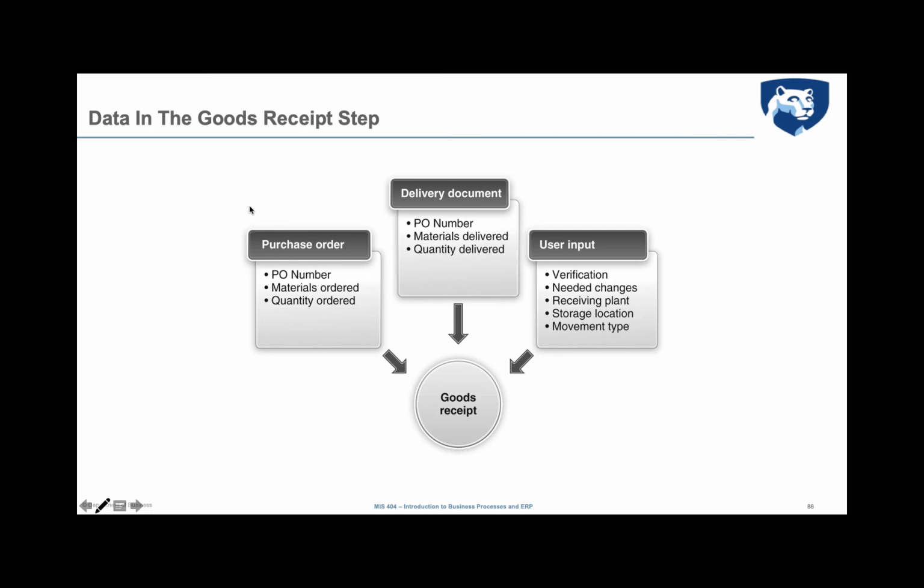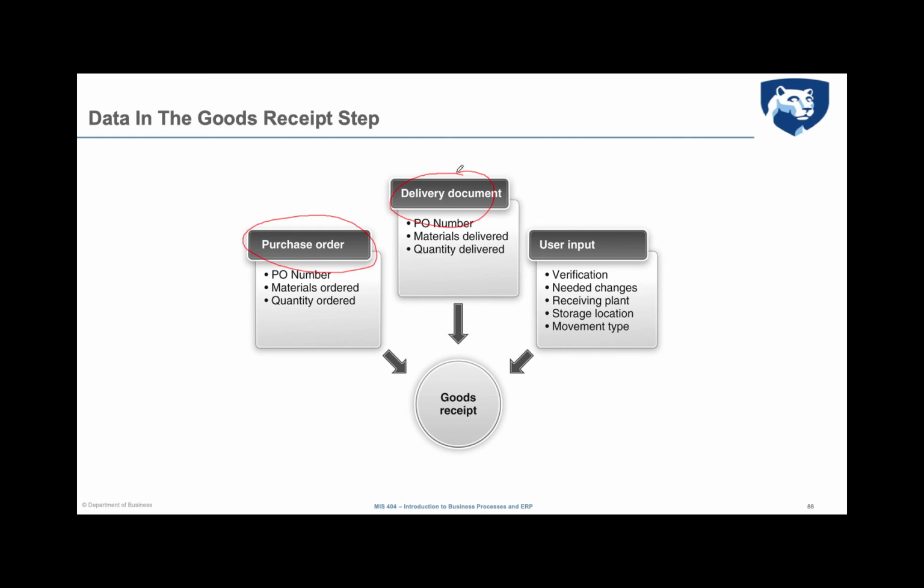We chart the data that are used in the goods receipt step. So of course you need the purchase order to be referenced, everything that is related to the purchase order. You also need to create the delivery document, because when goods are delivered, and we will see this in the warehouse management part, you need to create a delivery document that refers to the purchase order number and records the material delivered and the quantity delivered.